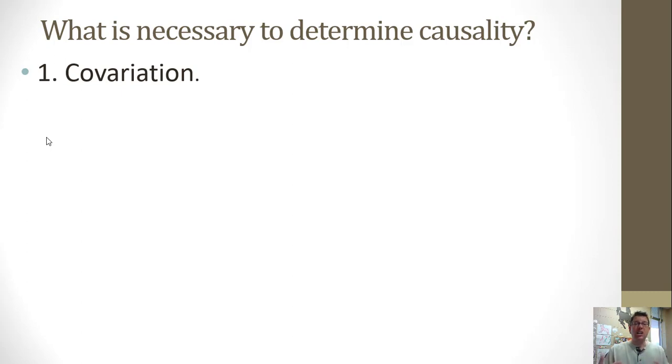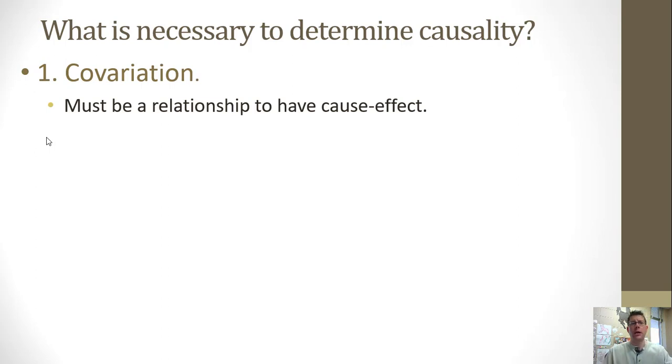But correlation or covariation between the variables is necessary. It's one of the conditions you've got to meet in order to have causation. If your two variables aren't related at all, one can't cause changes in the other. So covariation just means that we've got to have a relationship between our independent and dependent variable in order for the independent variable to cause changes in the dependent variable. So that's one condition that we have to meet.